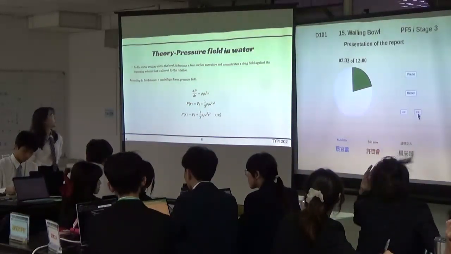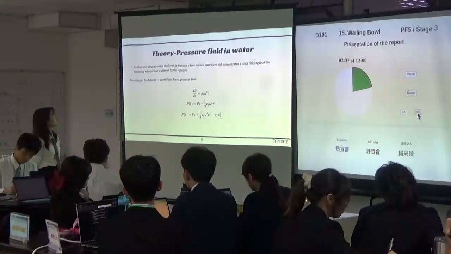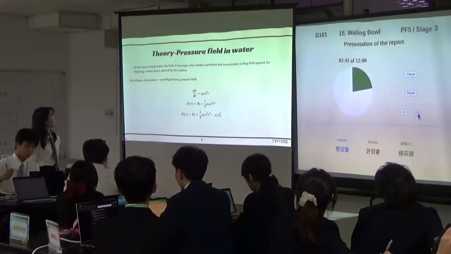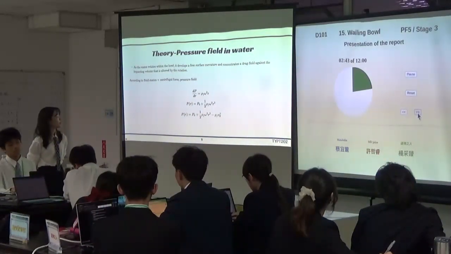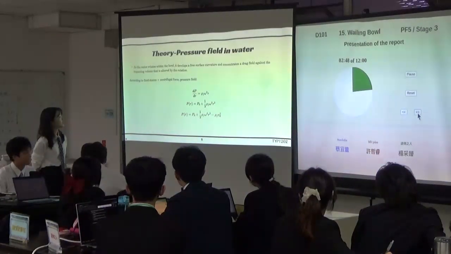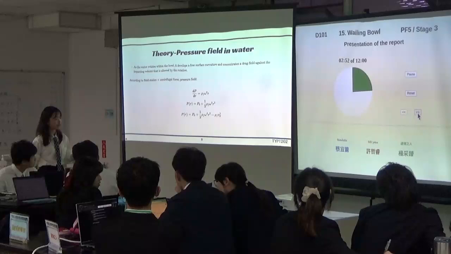And as the water rotates within the bowl, it develops a free surface curvature and concentrated drag flow against the impacting volume that is altered by the rotation. And according to the Navier-Stokes and conjugate force, the pressure flow can be expressed by this. And that means the pressure that the water gives to the ball.